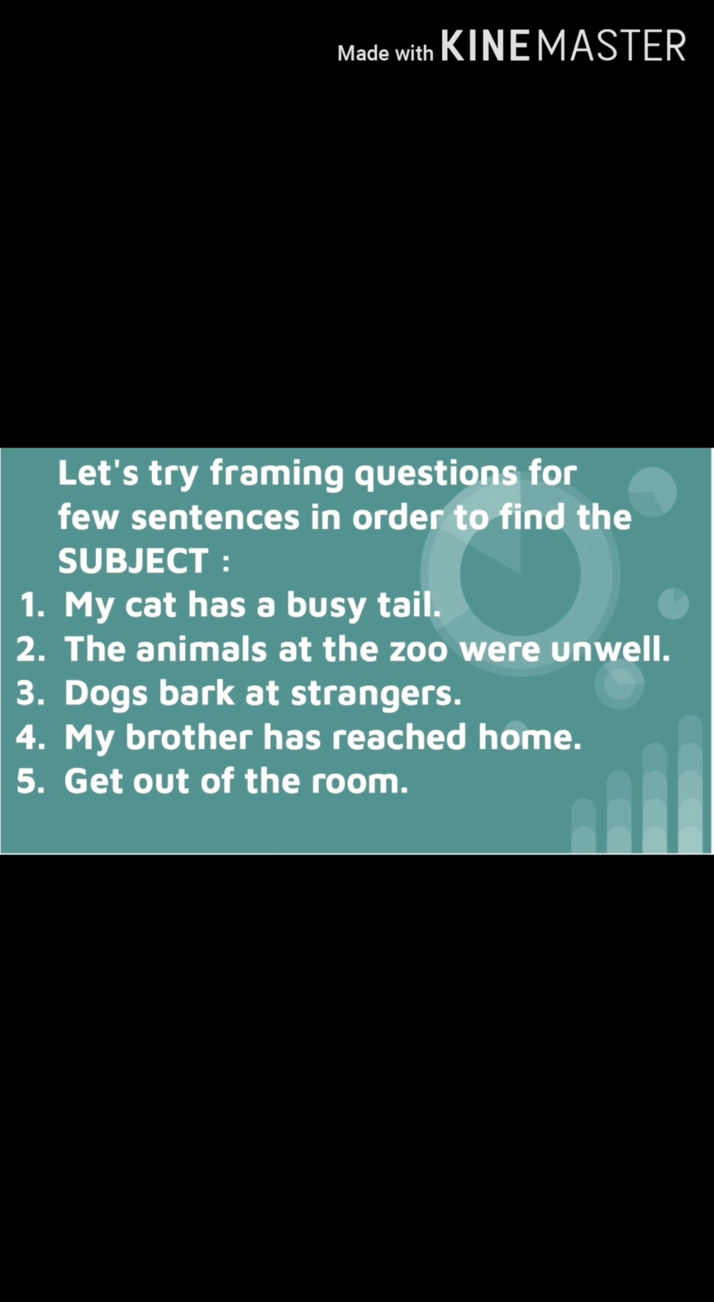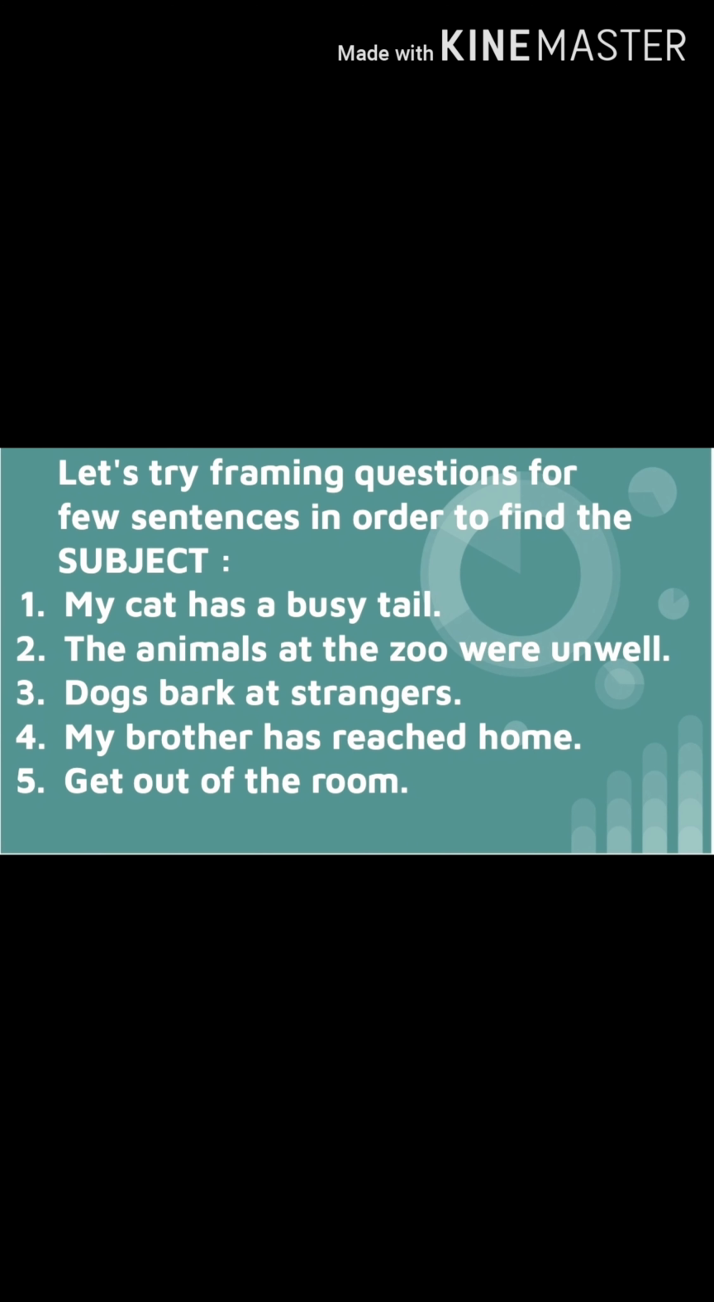Come to the next sentence. The animals at the zoo were unwell. In this sentence, you have the auxiliary verb were. Place the question word just before the auxiliary verb and frame a question. Who were unwell? You get the answer as the animals at the zoo. Therefore, the subject is the animals at the zoo and the predicate is were unwell.